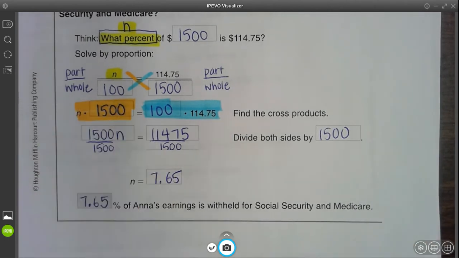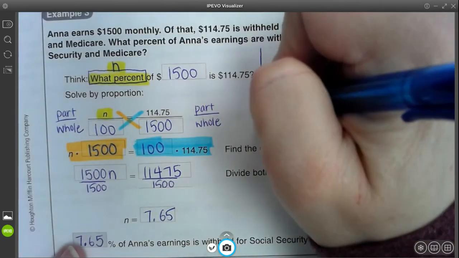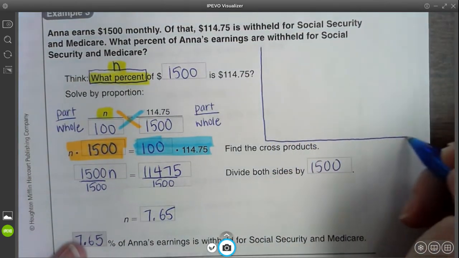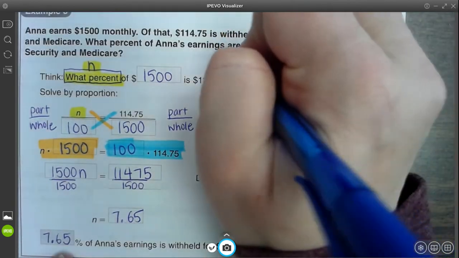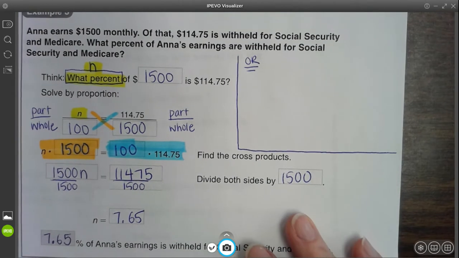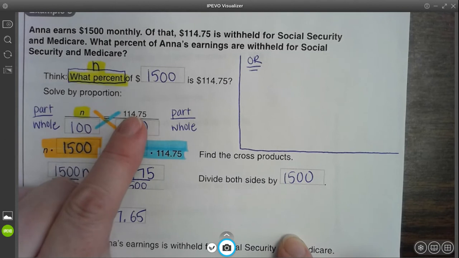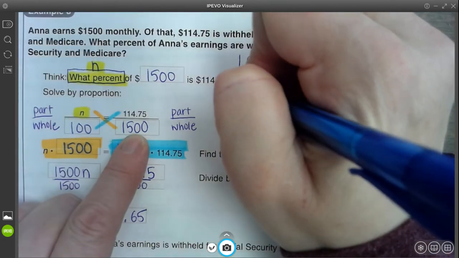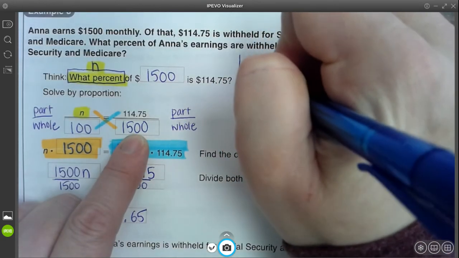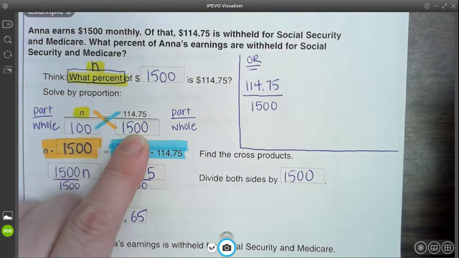Okay, so that's one method for figuring it out. Here's another method that I think might even be a little bit easier than setting it up using proportions. But it's totally up to you. Which way makes sense to you, you can use that. Okay, so I can think of her amount that she pays being a fraction of her monthly income. So I can write that as a fraction, 114.75 out of the $1,500 that she earns.